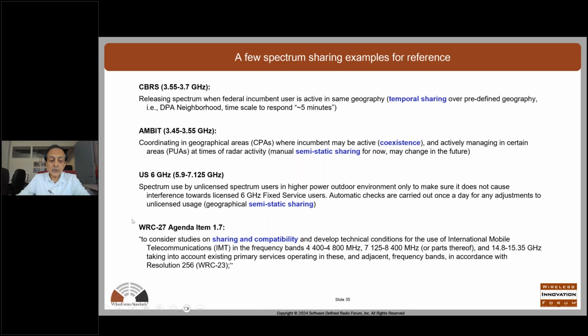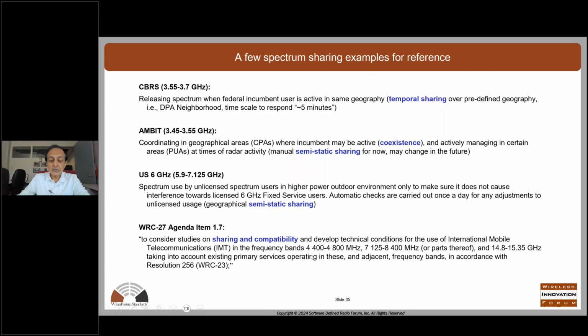And I'm tying this to WRC 27 agenda item 1.7, where we are looking at three bands, 4.4 to 4.8, 7.125 to 8.4 gigahertz, and then 14.8 to 15.35 gigahertz. And the charter is to consider studies on sharing and compatibility. Now, again, the use of the word sharing is done here, but whether it means the same thing as we understand in dynamic spectrum sharing or not, that is still debatable. We still need to figure out what it means.